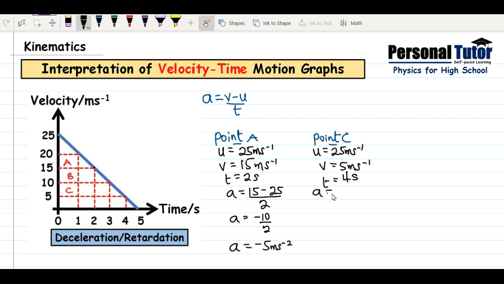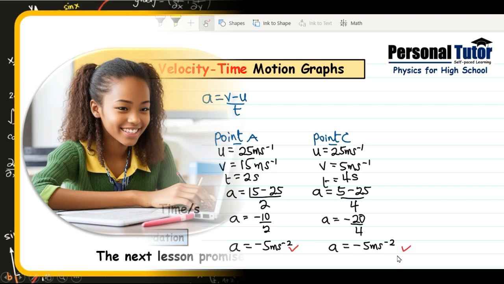Now the acceleration becomes v minus u. That is 5 minus 25 over 4. The difference of 5 and 25 is negative 20 over 4. And that will be negative 5 meters per second square. So this shows that there is a retardation because the acceleration is negative. So a negative acceleration simply means a retardation or deceleration.